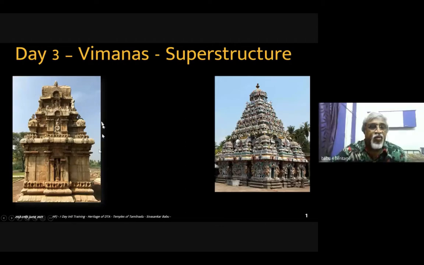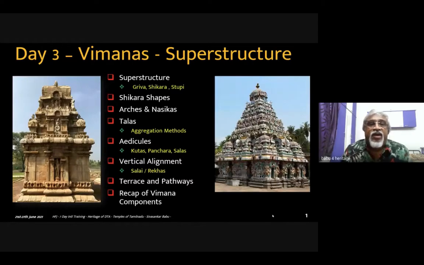One is the most simple form from Kodumbalur with minimal decorations, but still it is beautiful. And the other is Tiruvadigai temple near Cuddalore, the most complex and most cluttered with so many details. So how these components developed and how they got into these structures, we will analyze today.